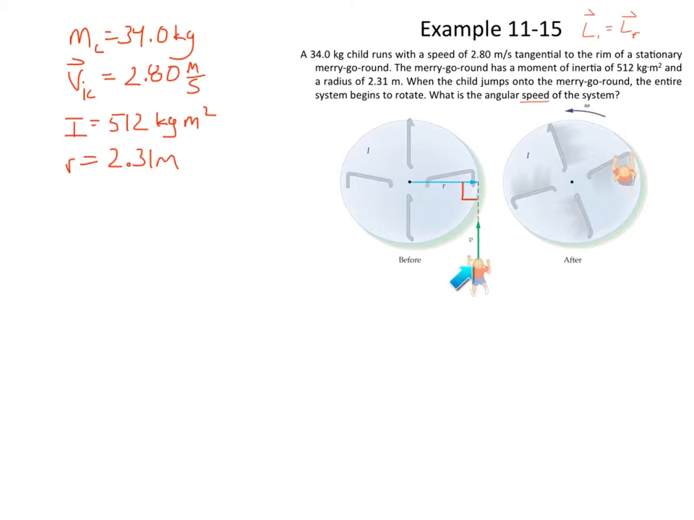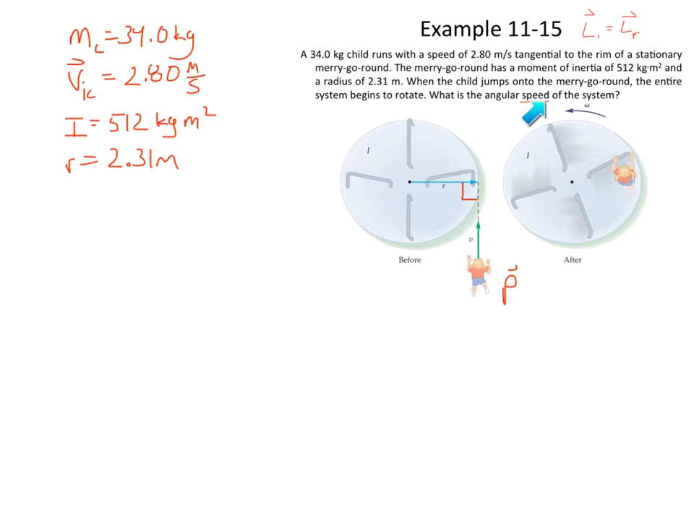So the child has linear momentum that we call P. Well, that's going to translate into a final momentum of the system. And we're making a couple of assumptions, that the child stays at the outside. The child jumps on right here and then just holds on to the outside edge, or holds on to that rail right there, which is at the outside edge of the merry-go-round. So let's find out what the final angular speed of the system is after it begins rotating.